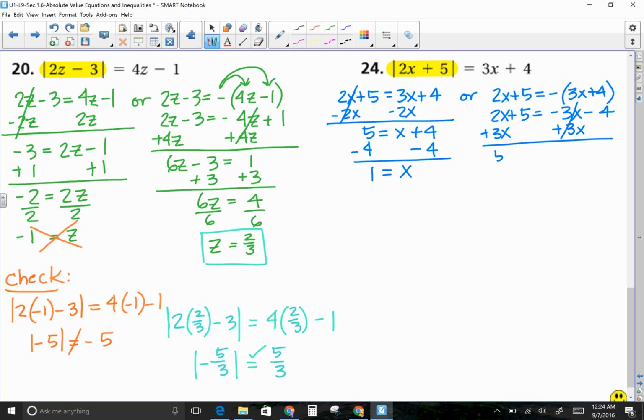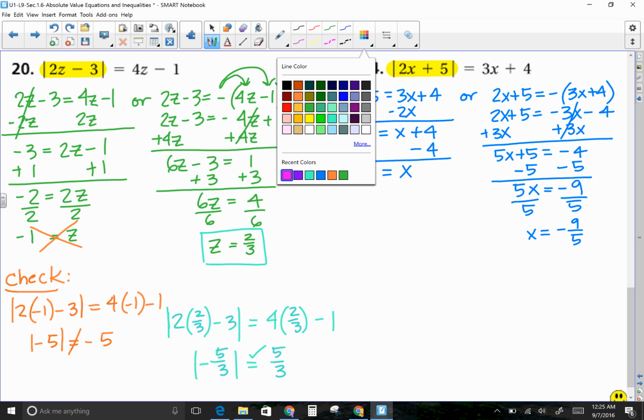And I'm going to add 3x this time because I want my x's to be positive. And that gives me 5x plus 5 equals negative 4. Take my 5 over, I have to subtract it. 5x equals negative 9. And then I divide by 5. So in case you haven't figured out, your book really likes you to get practice with fractions. So let's go check both of these.